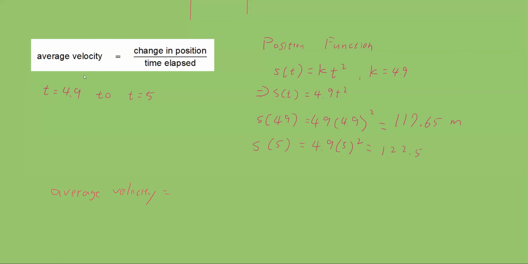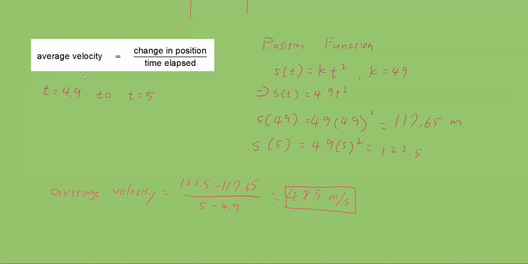Which is, let's see, 122.5 minus 117.65 over 5 minus 4.9. Let's see what we have here: 122.5 minus 117.65, divided by 0.1. I get 48.5 meters per second. What this is saying is, this is the average speed between 4.9 seconds and 5 seconds.